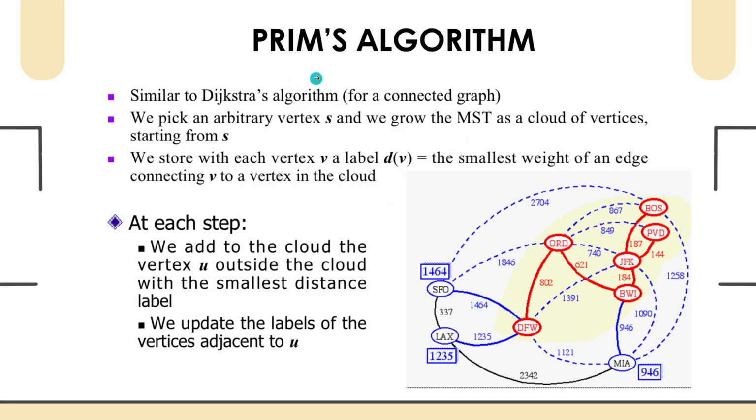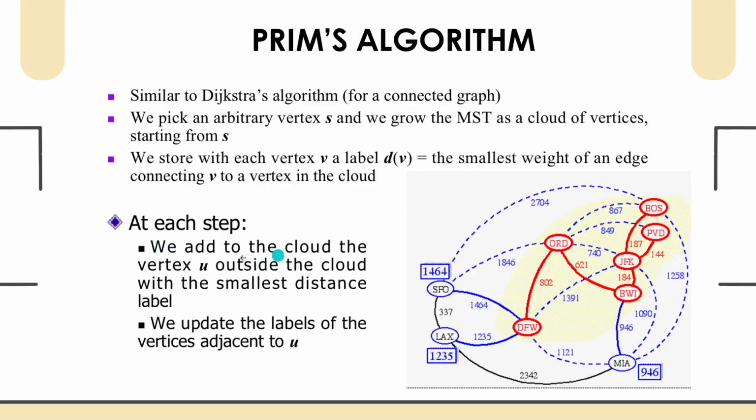So, Prim's algorithm is much similar to Dijkstra's algorithm that we learnt before. It is also following the greedy approach. To start Prim's algorithm, we have to pick up an arbitrary vertex as the start vertex, which we call S, and then we grow the minimum spanning tree as a cloud of vertices starting from the start vertex S. We store with each vertex V a label called d of V, where d of V is the smallest weight of an edge connecting V to a vertex in the cloud.